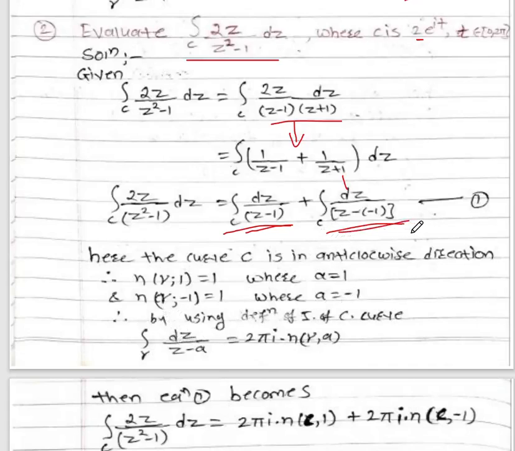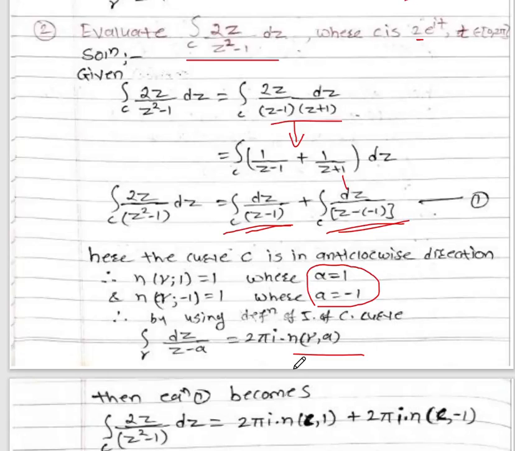And second, that is a equal to minus 1, this also lies inside the circle because the radius is 2. So here a is 1 and a equal to minus 1, both points lie inside the circle. Therefore, we can say that the index of the closed curve for that integral is 1. Therefore, by using the definition of the index of a closed curve, it is given as integral over gamma dz upon z minus a equal to 2 pi i into the index of gamma at a. So this can be read as the index of a closed curve gamma at a point a.